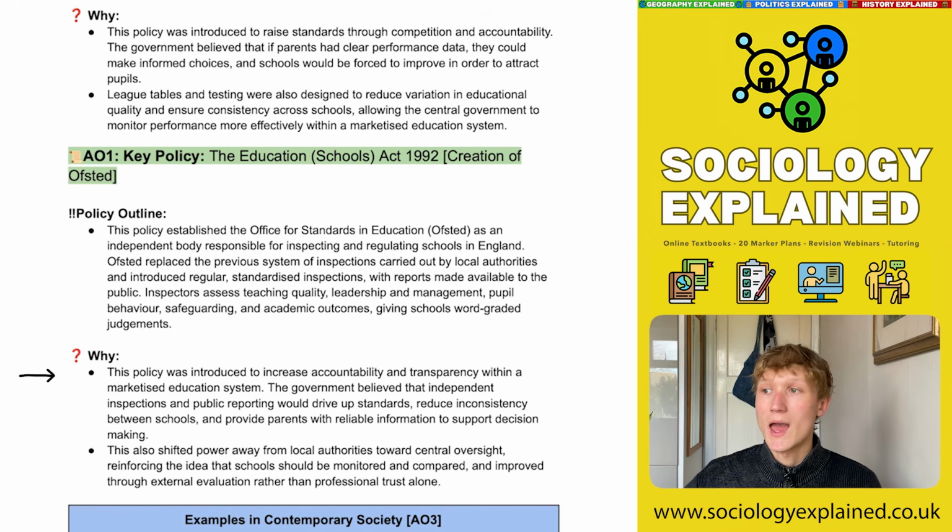inspections. So again, this was introduced on the idea that it would force schools to try and do better because they're going to be inspected, and also the idea that it would make schools more accountable and transparent. They weren't just answerable to themselves and students, but they were now being officially inspected and made to meet some sort of regulation.